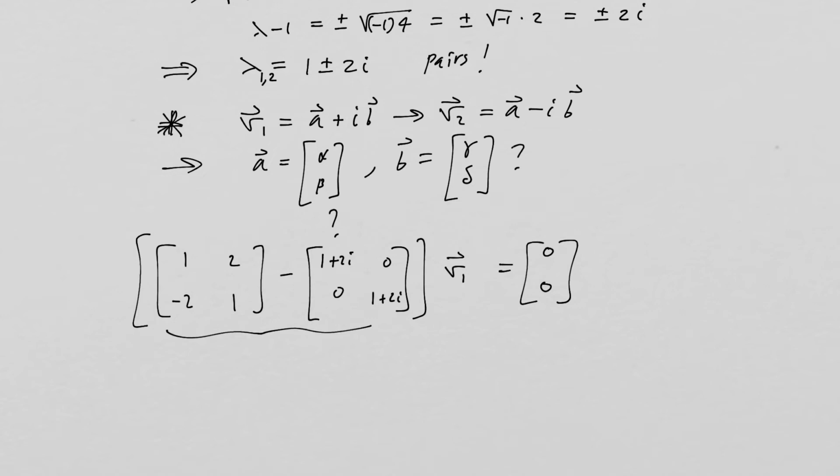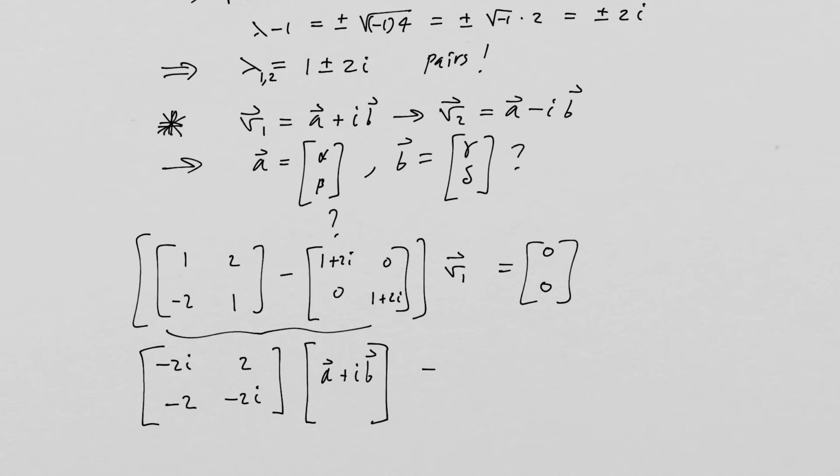Let's see if we can simplify this matrix a bit. We're going to get here minus 2i, 2, minus 2, and then a minus 2i here. And that's going to be equal to v1, which we said was equal to a plus ib. Okay, and we don't know what that is yet. I think we can figure out how to solve this.